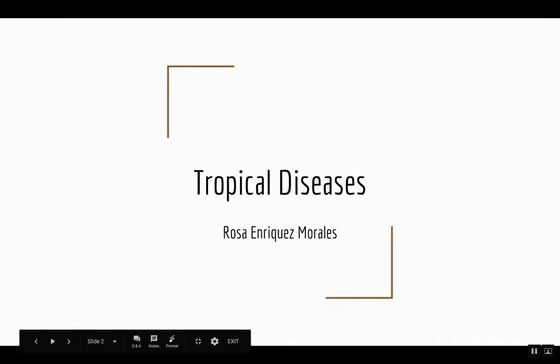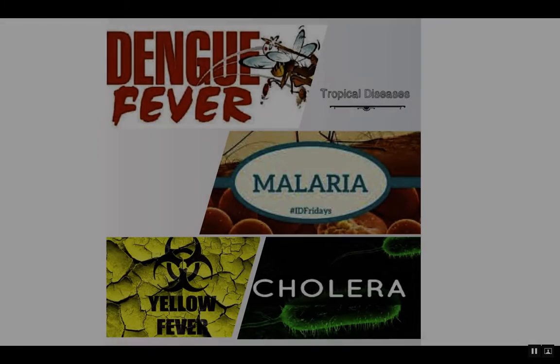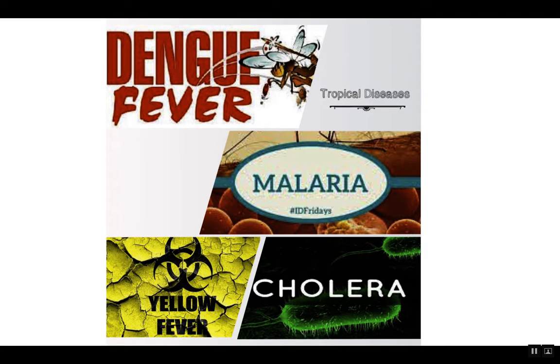Tropical diseases consist of the following: malaria, cholera, dengue fever, Chagas disease, yellow fever, and many more. Tropical diseases can be developed through either bacteria or viruses. Dengue fever, yellow fever, Ebola, the Zika virus, and Lassa fever were all developed through viruses.